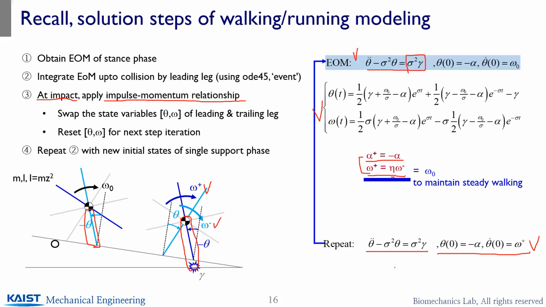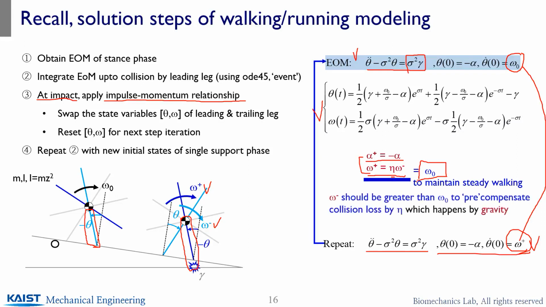that means your omega plus here turns out to be the same as the initial omega naught here. So this one should be the same as this one. So this is going to be the condition that maintains the steady walking. Okay, so since you are going to lose some velocity components due to collision, omega 1 should be a lot greater than omega naught throughout the forward movement during the single support phase, and that energy has been provided by gravity here.